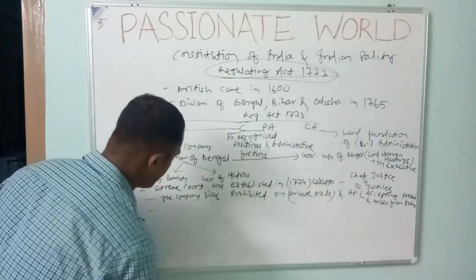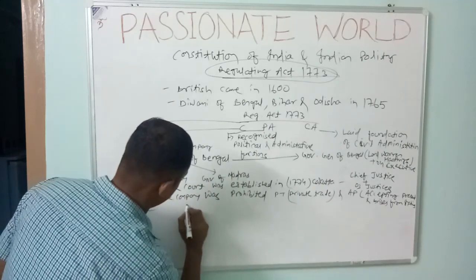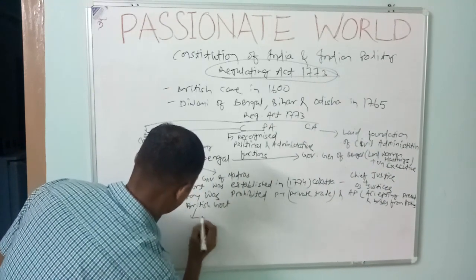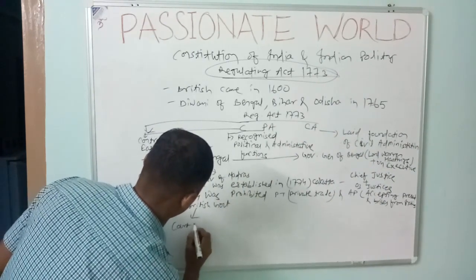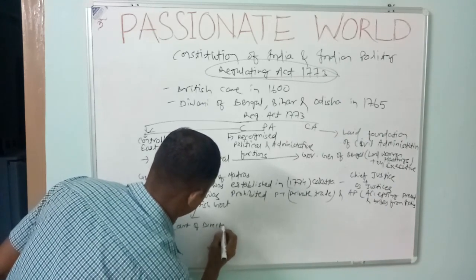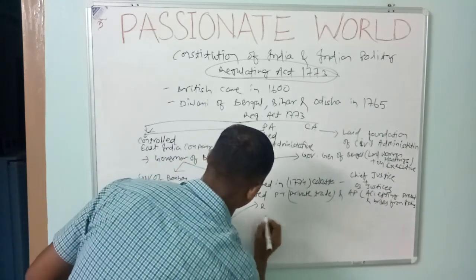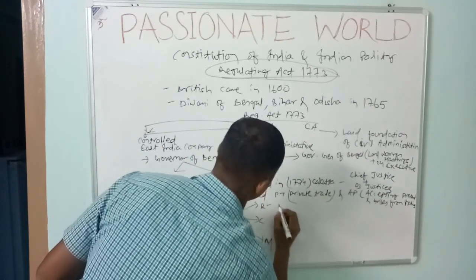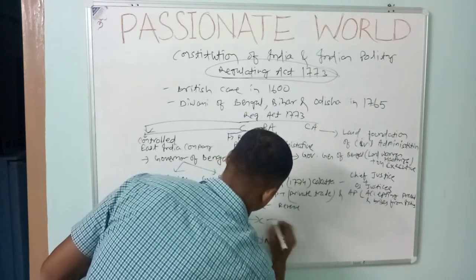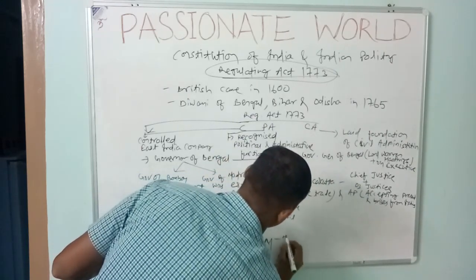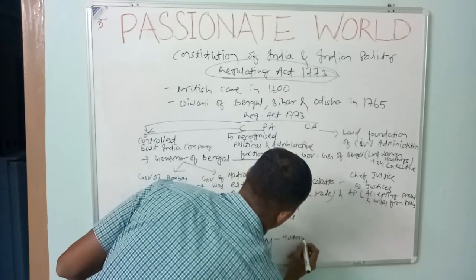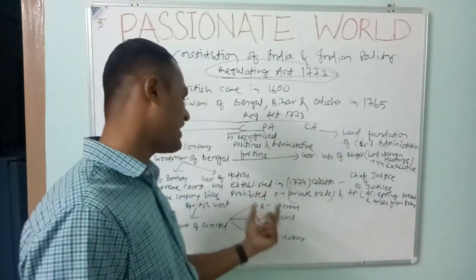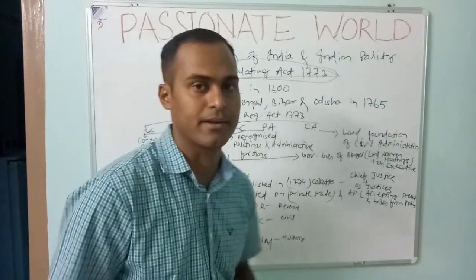Then what happened? The British government controlled the court of directors in three matters, that is R, C and M. R stands for revenue, C stands for civil, M stands for military. British government controlled court of directors in the matter of R, C and M, that is revenue, civil and military.